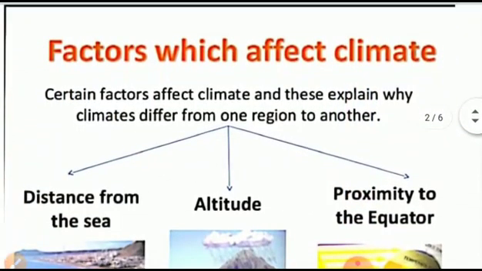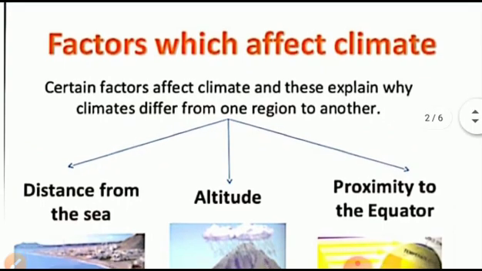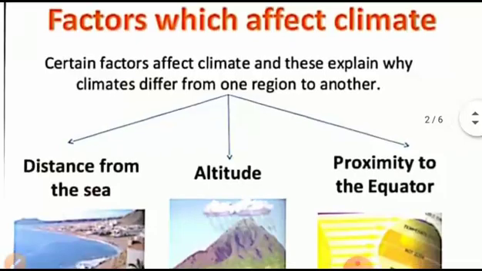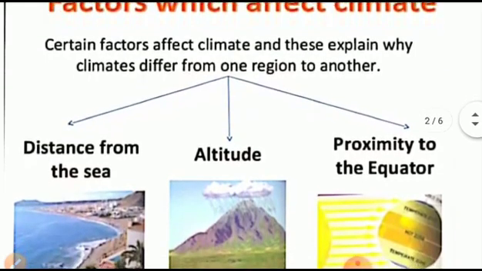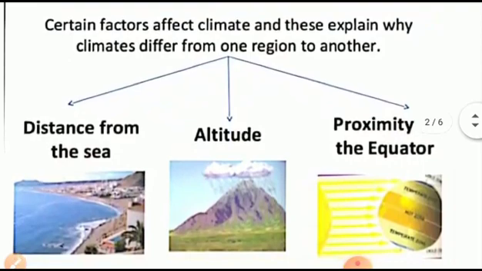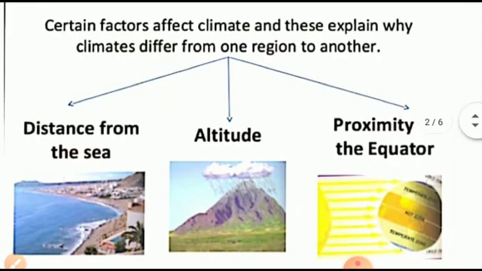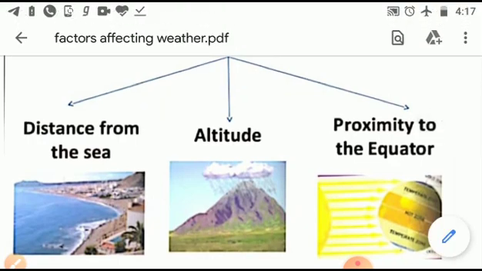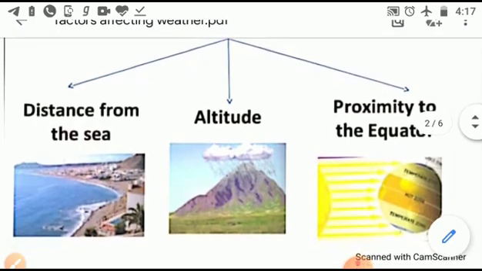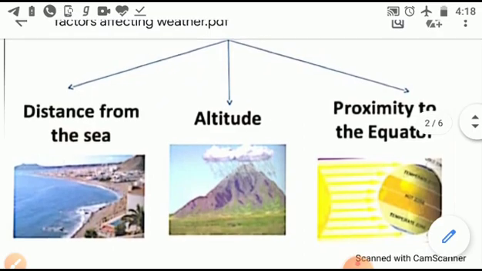What is climate? Climate means the average daily weather pattern that is calculated over about 25 years for a particular area or location. But what are the factors which affect climate? Certain factors affect climate, and due to this the climate differs from one region to another. There are basically five main climatic factors: number 1, distance from the sea; number 2, altitude; number 3, proximity to the equator; number 4, ocean currents and wind; and number 5, vegetation and soil.